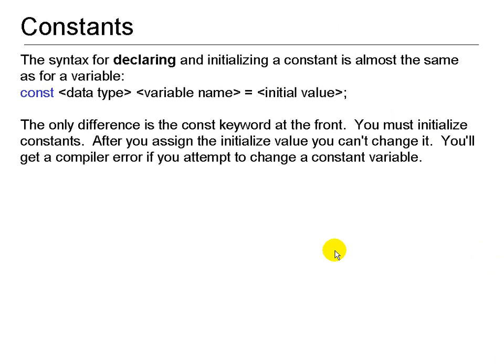Constants. The syntax for declaring and initializing a constant is almost the same as for a variable. The only difference is the const keyword at the front. Now you must initialize constants, and after you assign the initial value, you can't change it. That's why they're called constants. You'll get a compiler error if you attempt to change a constant variable.